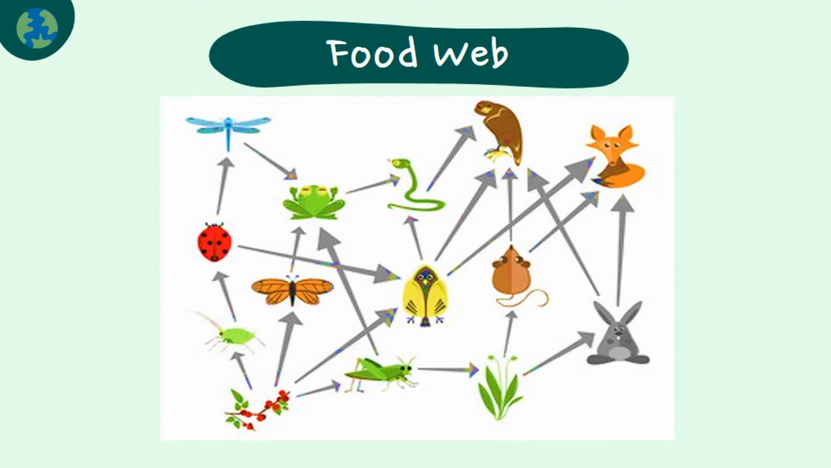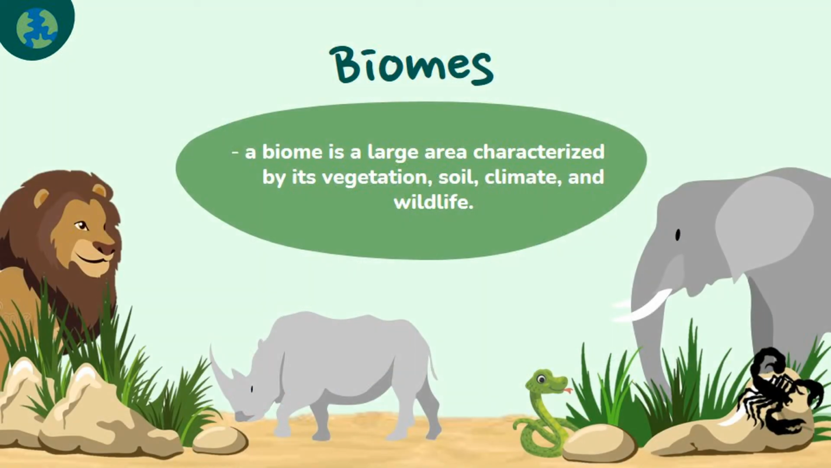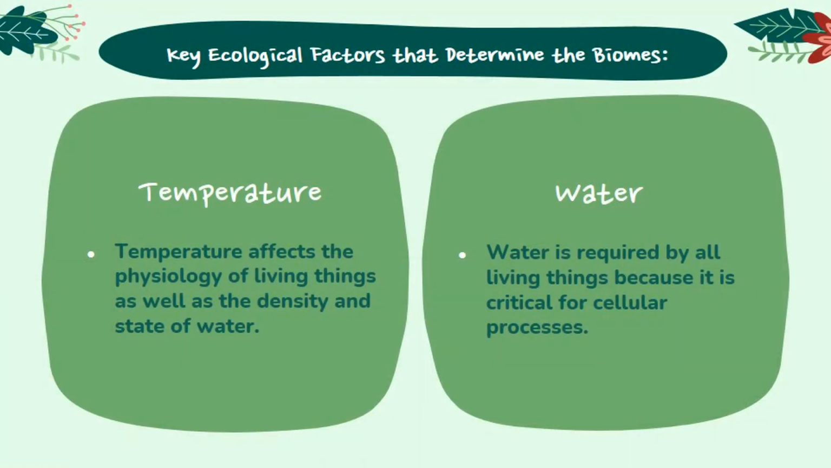Each food chain is one possible path that energy and nutrients may take as they move through the ecosystem. All of the interconnected and overlapping food chains in an ecosystem make up a food web. A biome is a large area characterized by its vegetation, soil, climate, and wildlife. It is also called a Major Life Zone, the largest geographic biotic unit, a major community of plants and animals with similar life forms and environmental conditions.